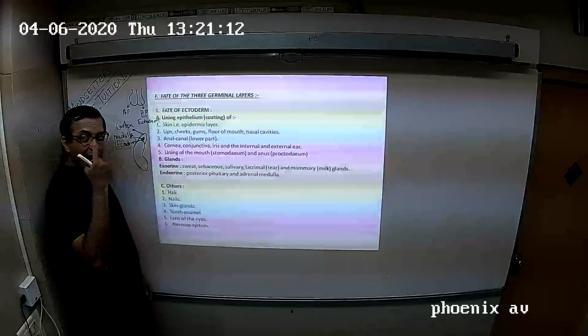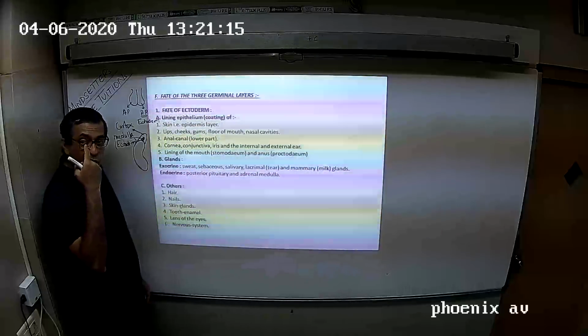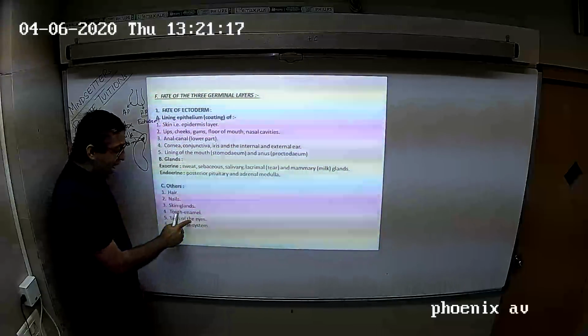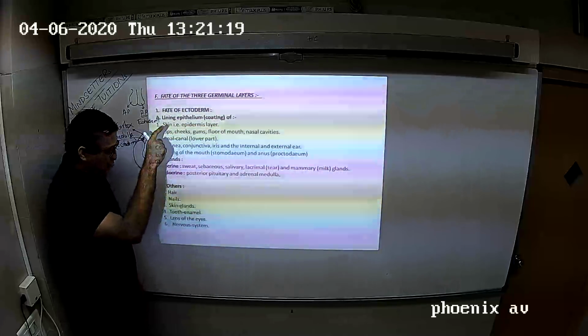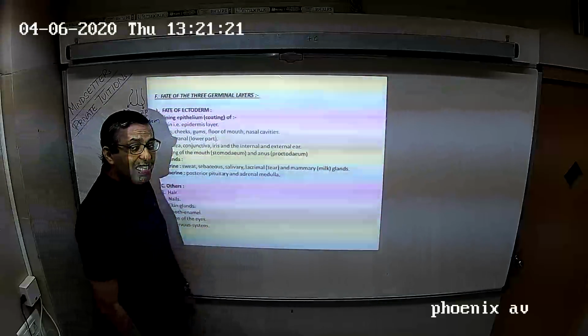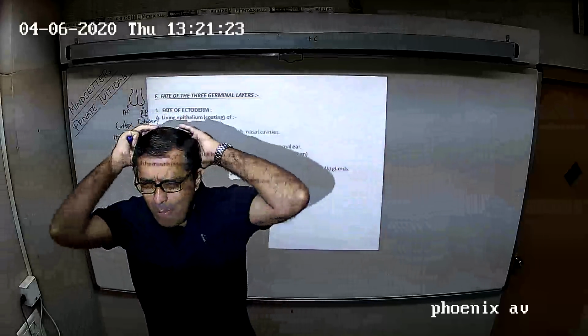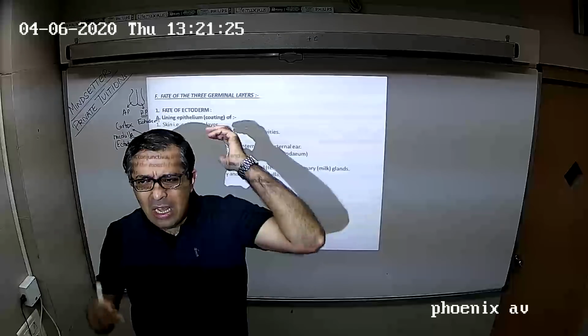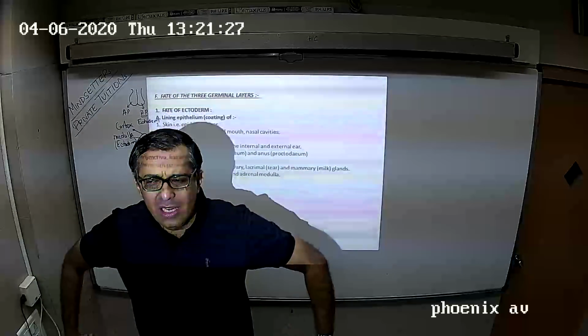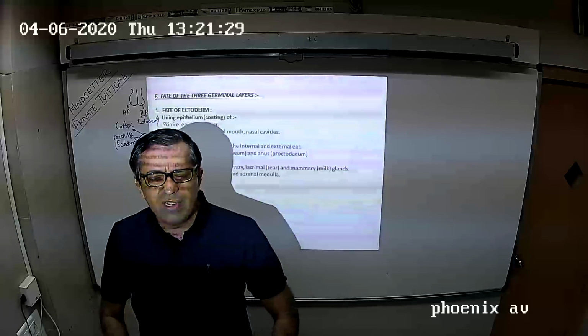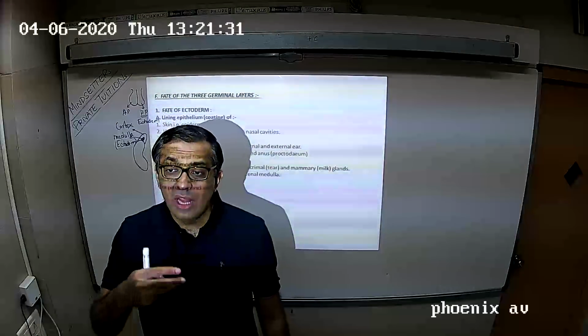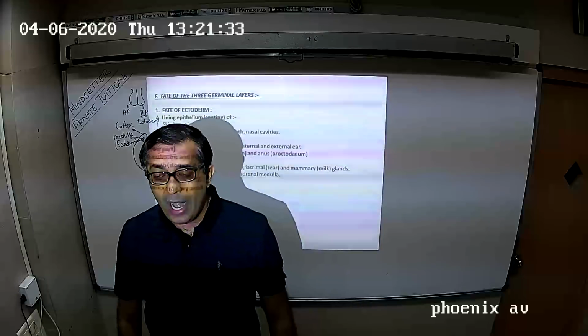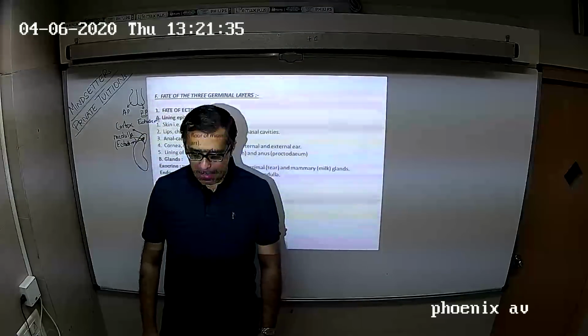And the lens of the eye. Remember cornea, conjunctiva, iris, and the lens develop from the ectoderm. And the nervous system, your brain, spinal cord, cranial nerves, spinal nerves, your entire nervous system develops from the ectoderm. So ectoderm से nervous system बनता है.